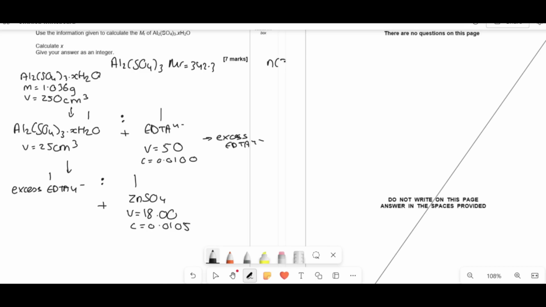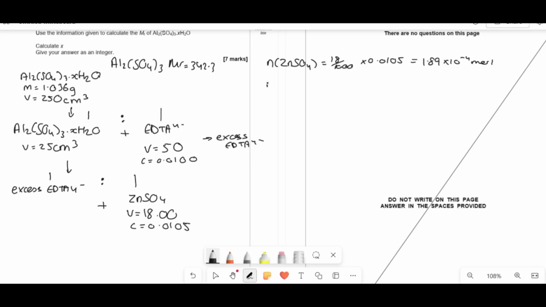So the moles of ZnSO4 is going to be its volume, so 18 over 1,000 times 0.0105, which is 1.89 times 10 to the minus 4 moles, right? Now, who did this react with? Look at your flowchart. Was it this? Was it this? Was it this? It reacted with the excess EDTA4 minus.